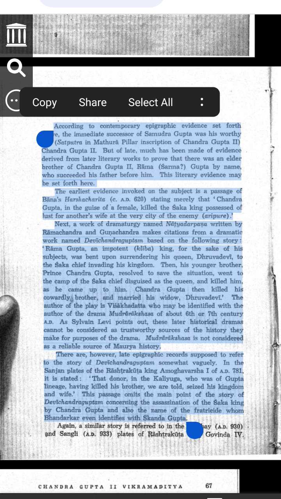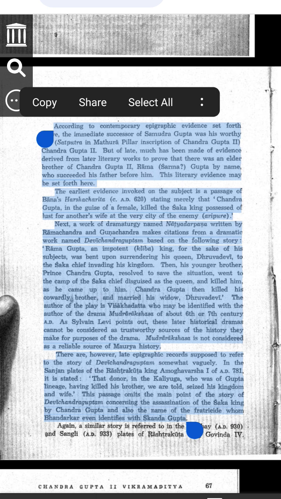Inscriptions, writings on stone or metal, from that time do not mention Ramagupta. The Mathura pillar inscription clearly says that Chandragupta II was the direct successor of Samudragupta, his father. This means that no official records mention Ramagupta as a king.